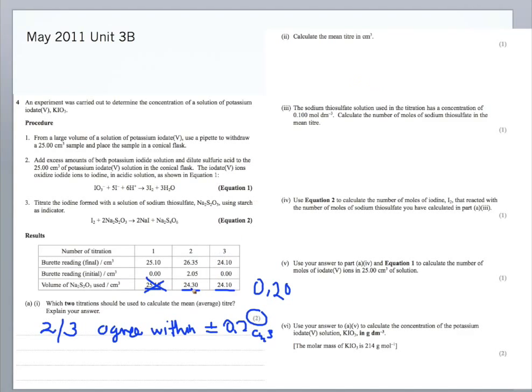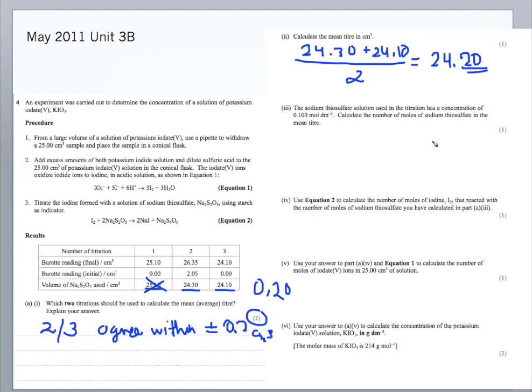The next question is asking us to calculate the mean titer. Since we've chosen 2 and 3, it's quite easy. 24.30 plus 24.10 divided by 2 will give us 24.20. And remember to always put it to 2 decimal places. So that's our mean titer.